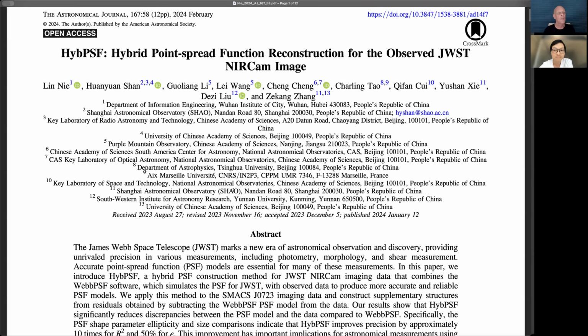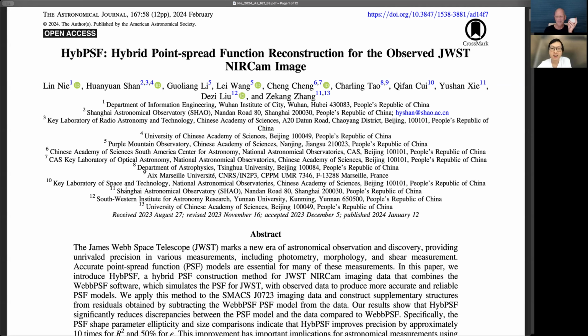Very cool. And that is going to bring us to this very lovely AJ article. It is open access. It's the open access era, people. You can go grab a copy for free. HybPSF, hybrid point spread function reconstruction for the observed JWST NIRCam image. And Lin, take us away.